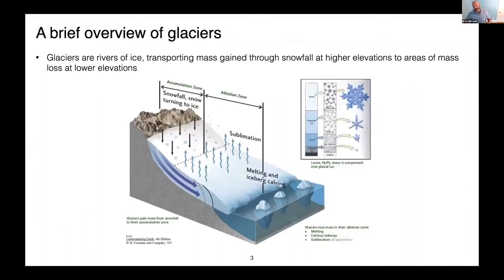So glaciers: rivers of ice. They transport mass that's gained through snowfall at higher elevation to areas of mass loss at lower elevation. So we're accumulating mass at the top, and everything's flowing down under the weight of gravity. Mass loss occurs down here in what's called the ablation zone, either by melting off the surface, melting off the base of the ice, when it comes into contact with oceans and lakes, or calving of icebergs off the front. A little bit of mass is lost through sublimation, but that doesn't end up being terribly important in the overall scheme of mass loss.